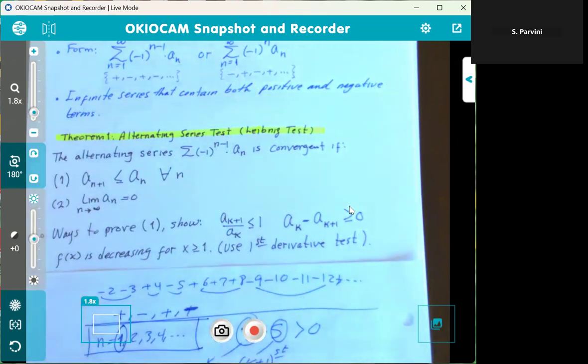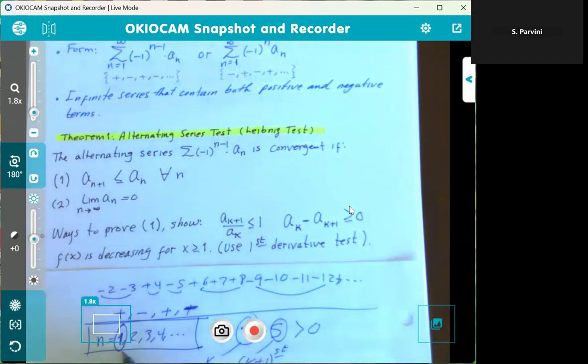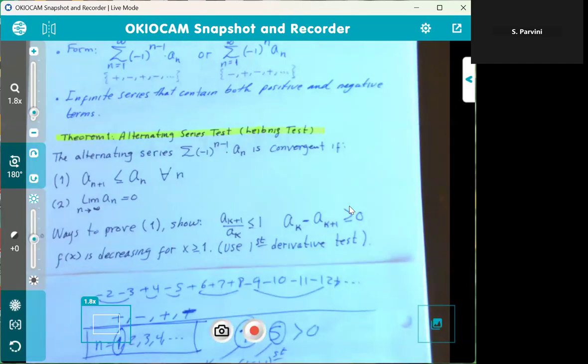So that way we are aligning the domains, the lower part of the domain of the continuous version with the lower part of the domain of the sequence. And to show that, we use the Calc 1 method, the first derivative test. And I'll do that when we do the exercises. I'll show you how this is done.